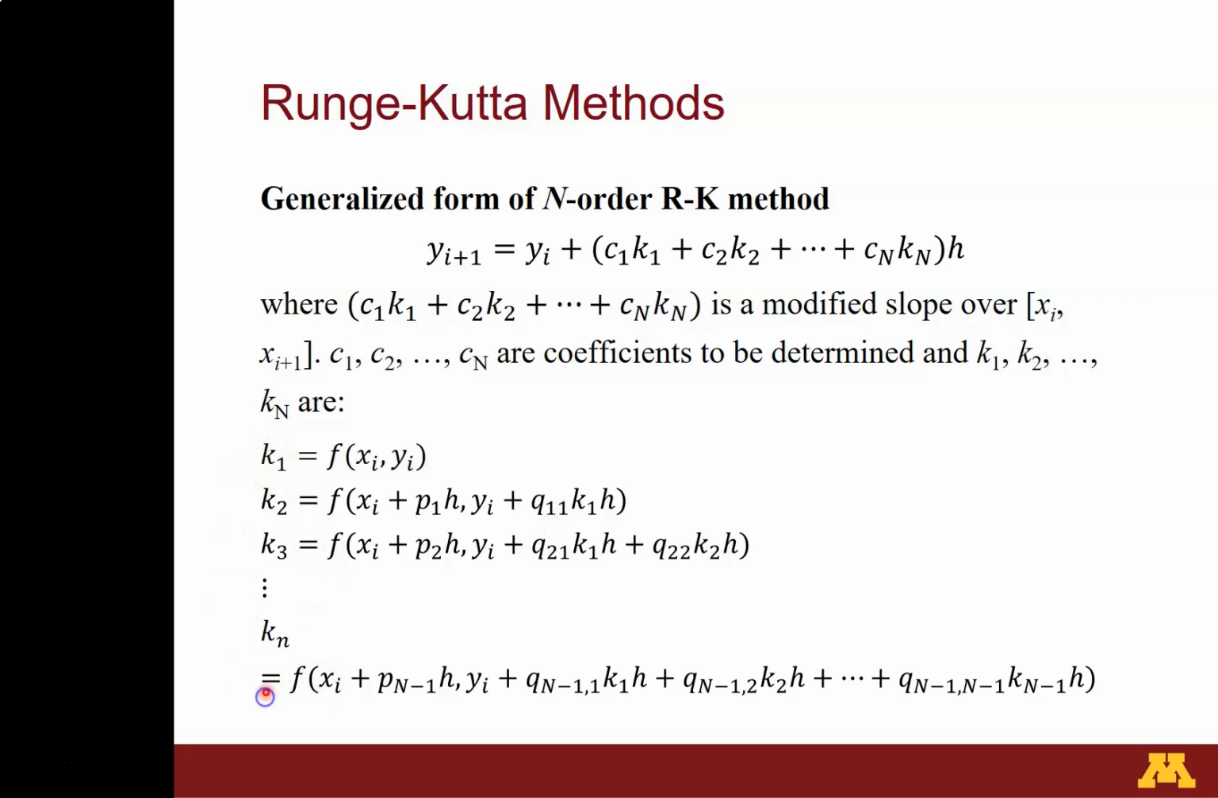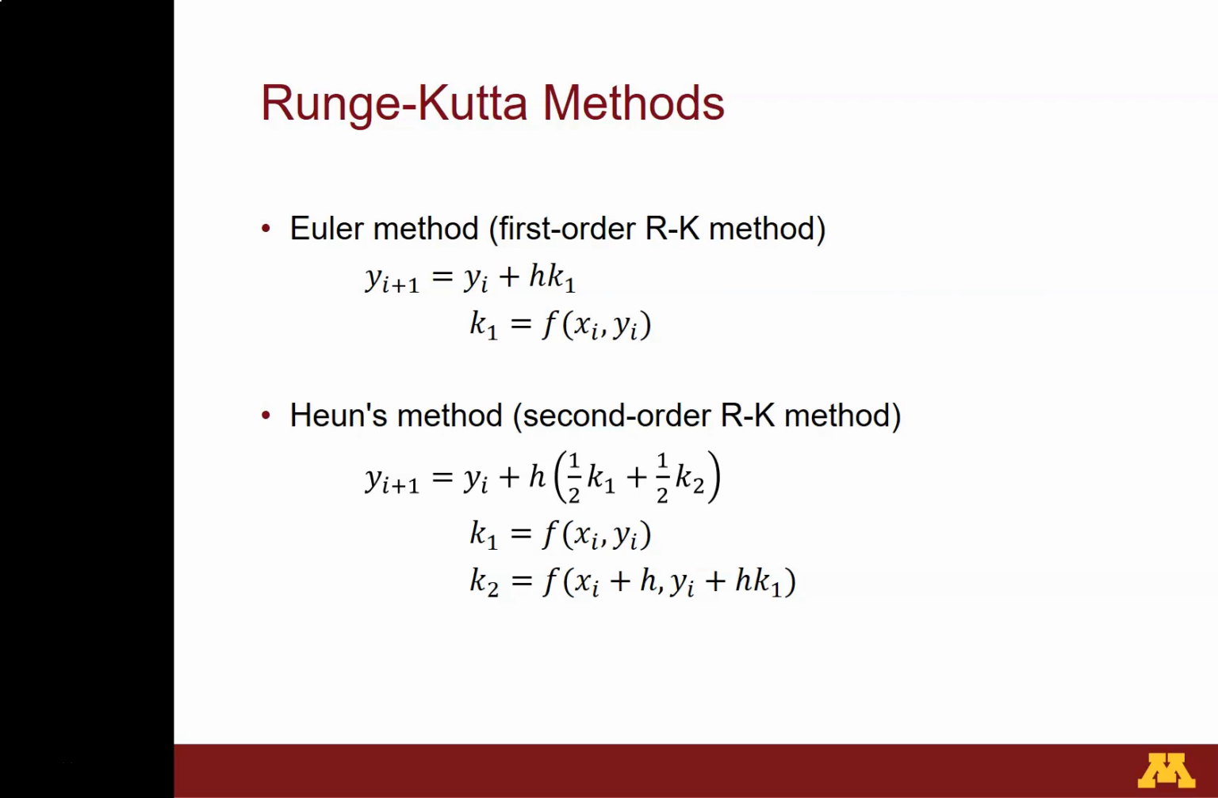So the standard form is very complex. Again, the Euler method is one of the Runge-Kutta methods. So here is the format. We just rewrite the Euler method in the standard format of the Runge-Kutta method, like this. yi plus 1 equals yi plus h times k1. So k1 equals the slope here.